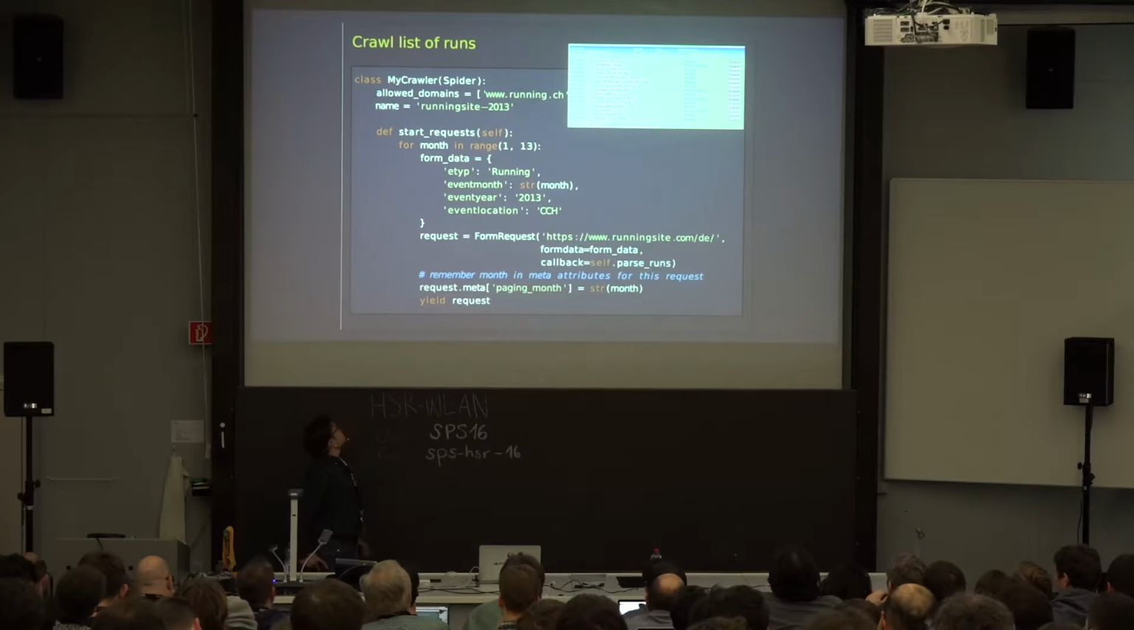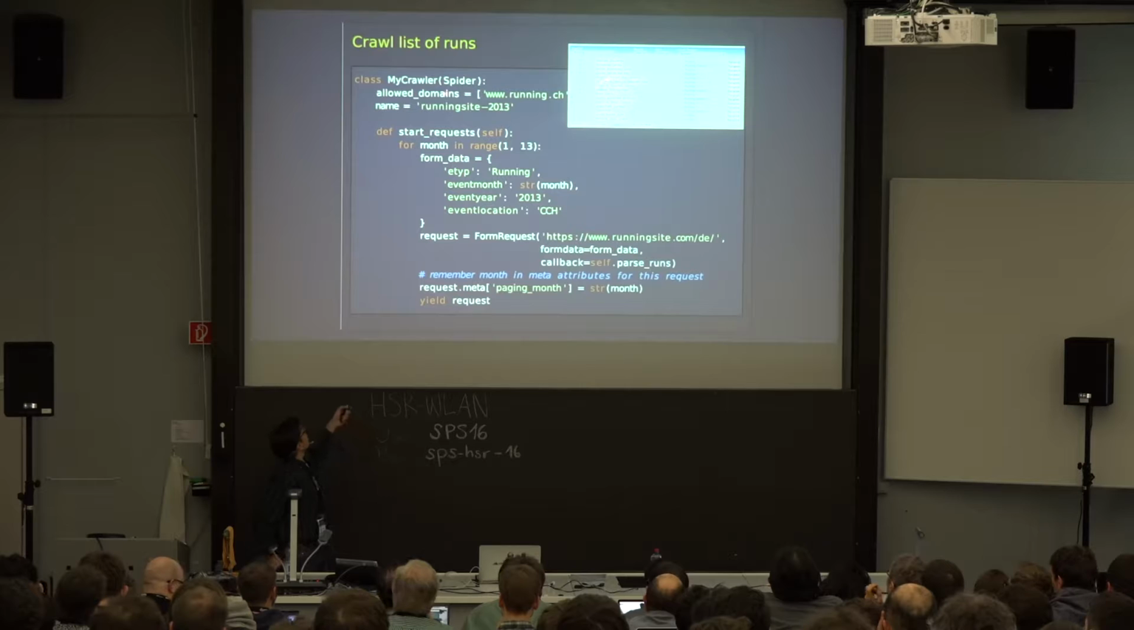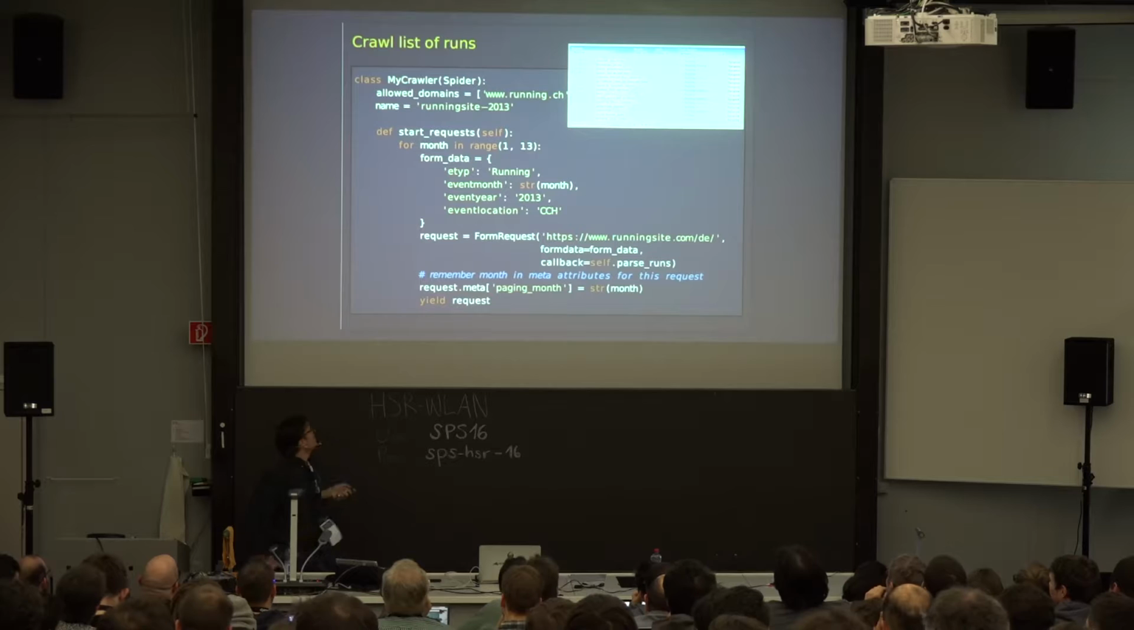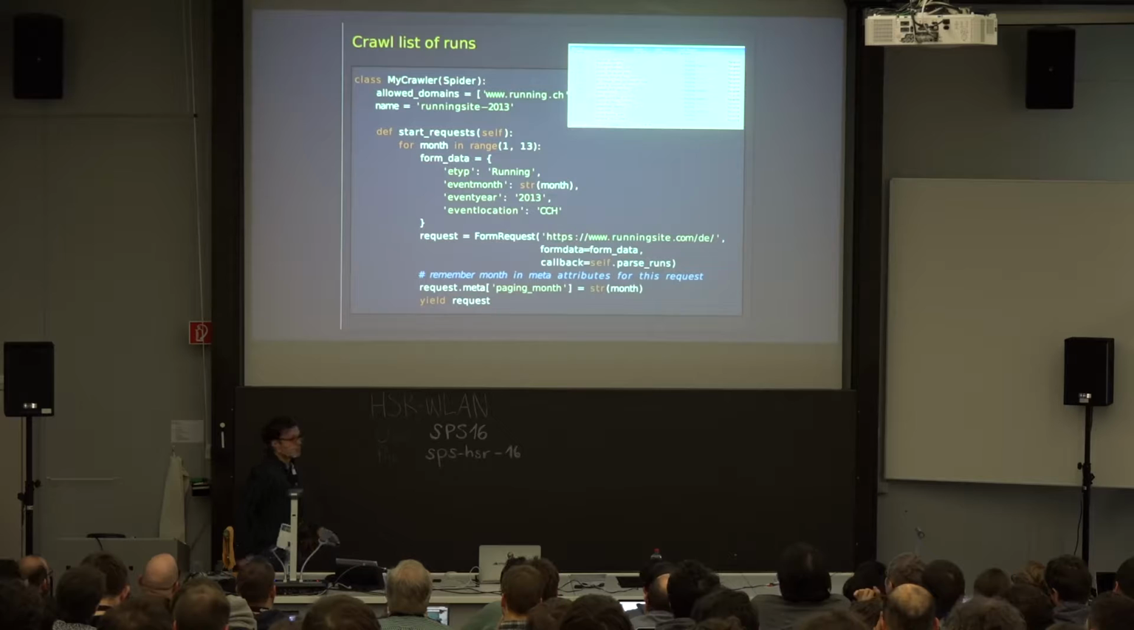with Scrapy? You see here an example spider. So you extend from Spider. Allowed domains is really quite important, otherwise you might download the whole internet, so you better restrict it to a specific domain. You can give a name to your spider, and then you have the start_requests method. That's basically just a generator function, which I will discuss next. But first, let's go through the code.